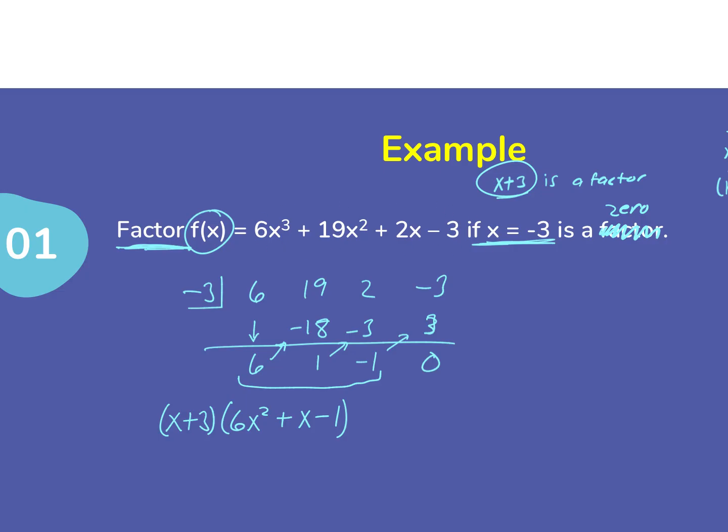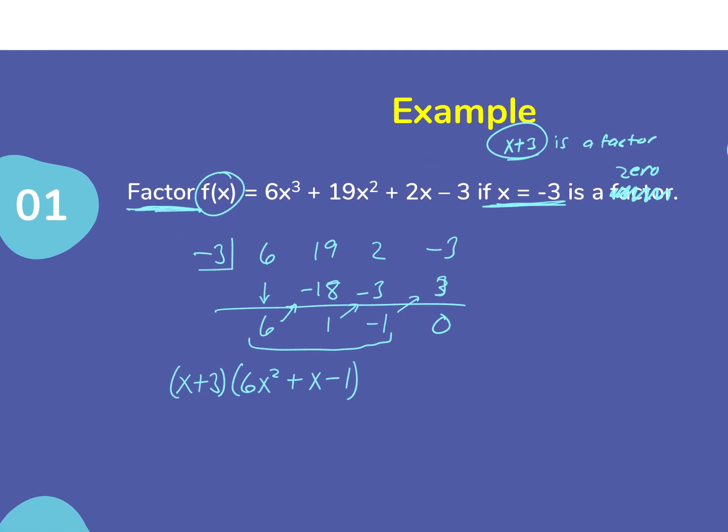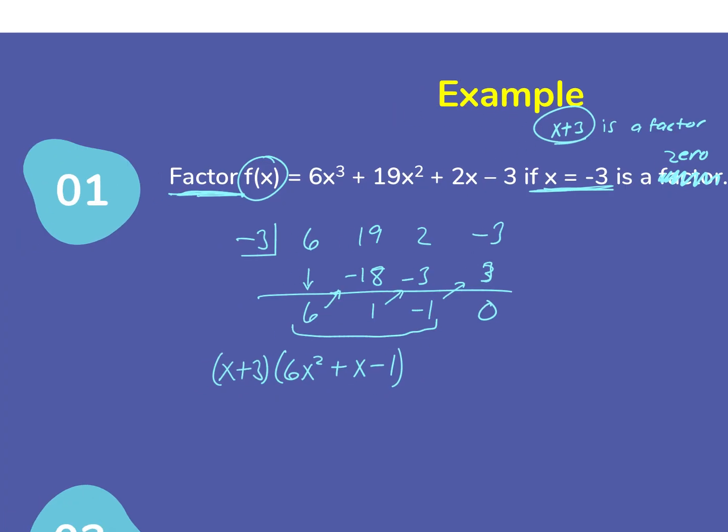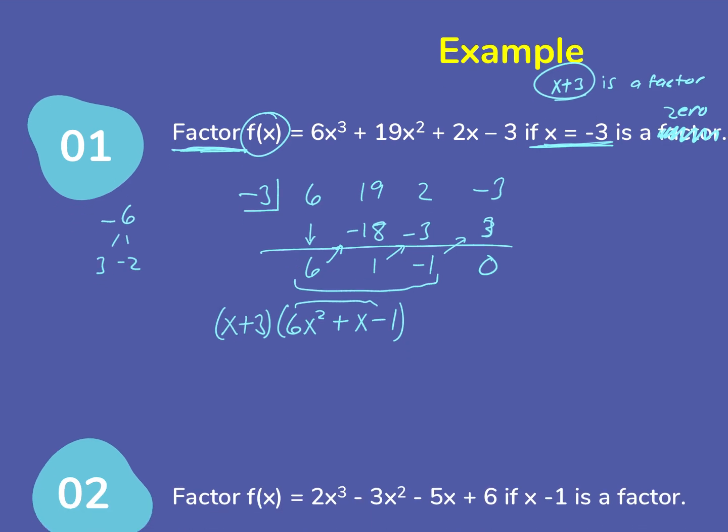Now we just want to make sure that it's completely factored, right? So let's check this quadratic on the inside. Quadratics are very easy to check. If there's a number in front, first times the last, I need factors of -6 that add to a 1, and that's a 3 and a -2. All right, so this is factorable.